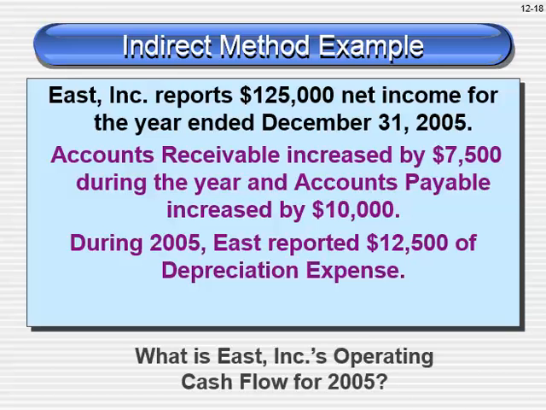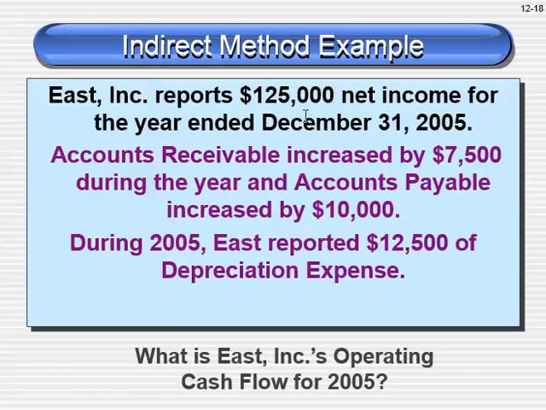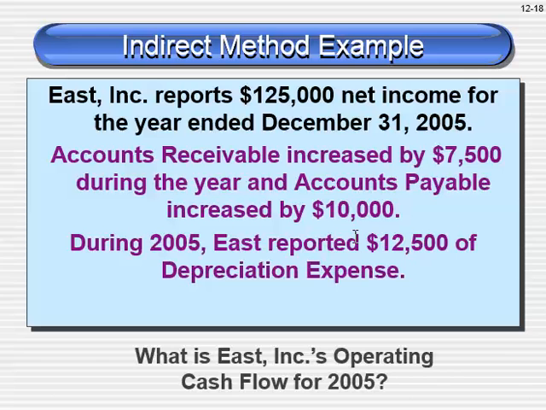So what you may want to do is go back and find this little cheat sheet and start at the top and work your way down. We always start with our net income, and it told us in the problem our net income was $125,000. Then we know we need to add back any depreciation or amortization expense. It says that we had depreciation expense of $12.5, so we're going to add that back. And then we would add back any losses on sale of long-term assets or subtract gains on sale of long-term assets, which we don't seem to have here.